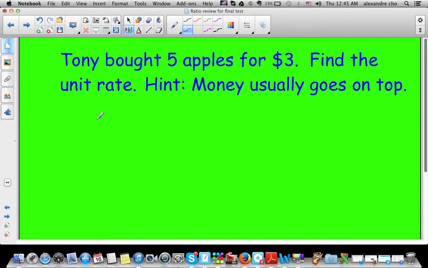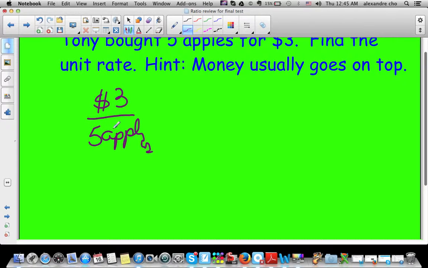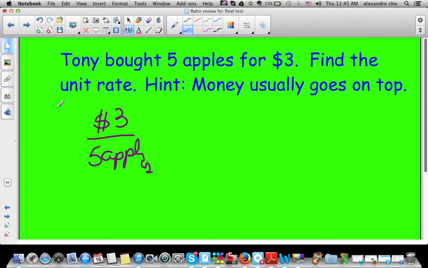So let's write the ratio first, or the rate. Rate is written as $3. I get 5 apples. I want to change that. Seriously. All right, let's leave it like that. All right, so I want to change that to a unit rate.